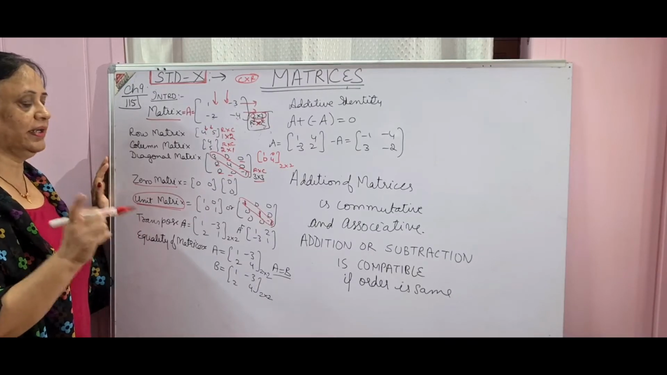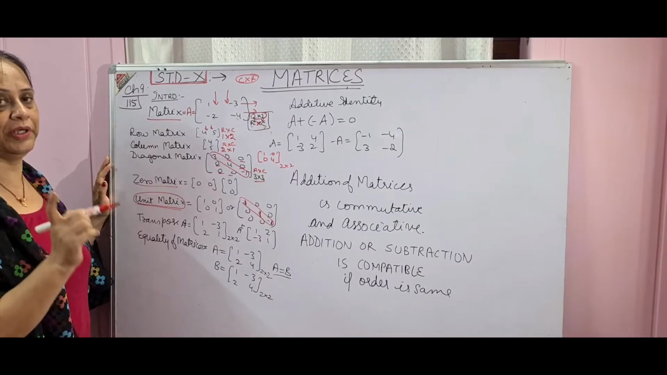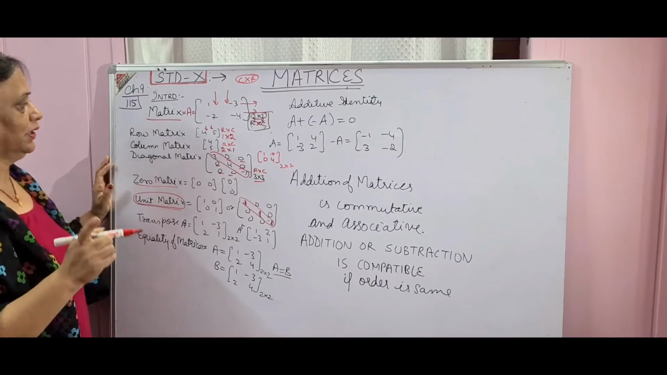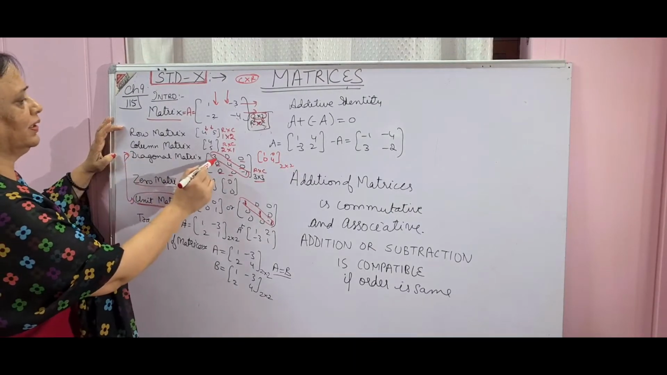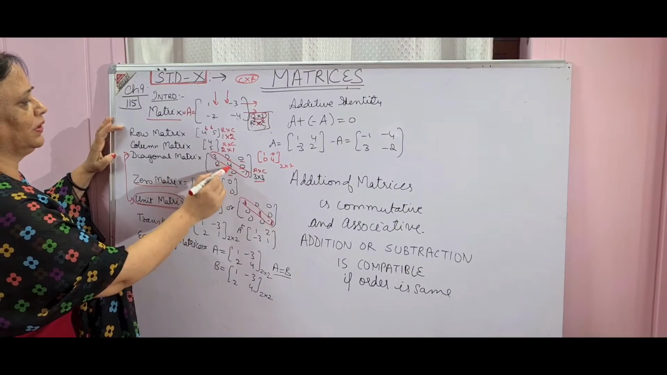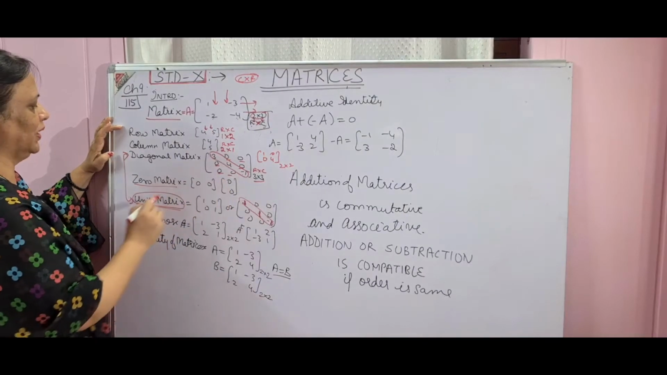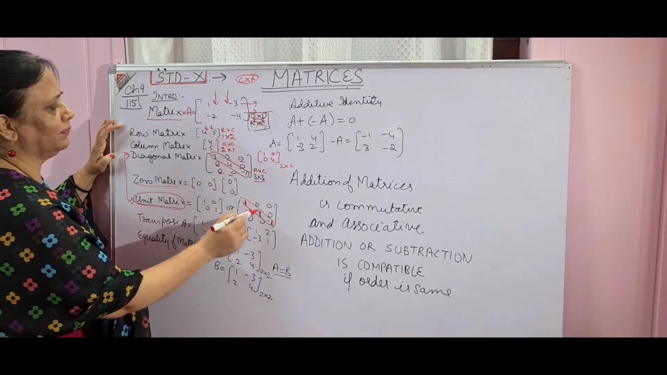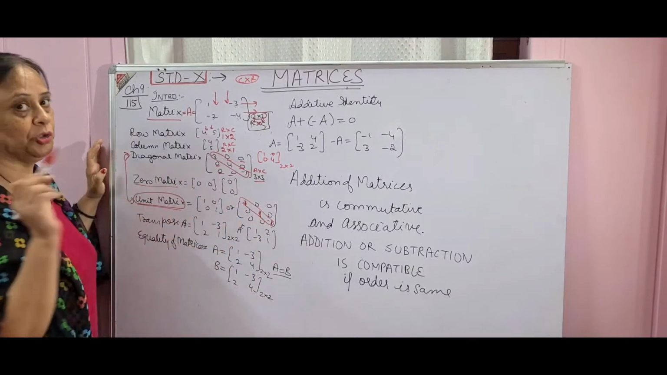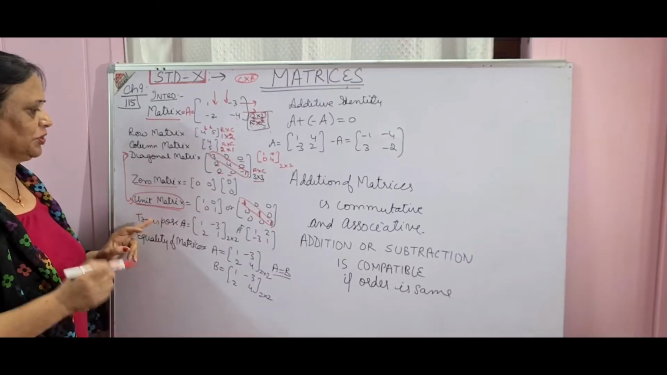And diagonal is always 1. Unit means 1, so diagonal is 1. So now you understand the difference between the diagonal and unit matrix. When there are elements in the diagonal, then it is a diagonal matrix. But when the only element in the diagonal is 1, then it is said to be a unit matrix. Then transpose, very important.